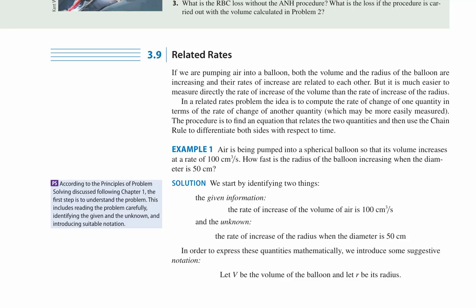All right, so let's take a look at this section, 3.9 related rates. Yeah, here it is in the book. So this is another application of the chain rule and implicit differentiation. So yeah, I made some notes.